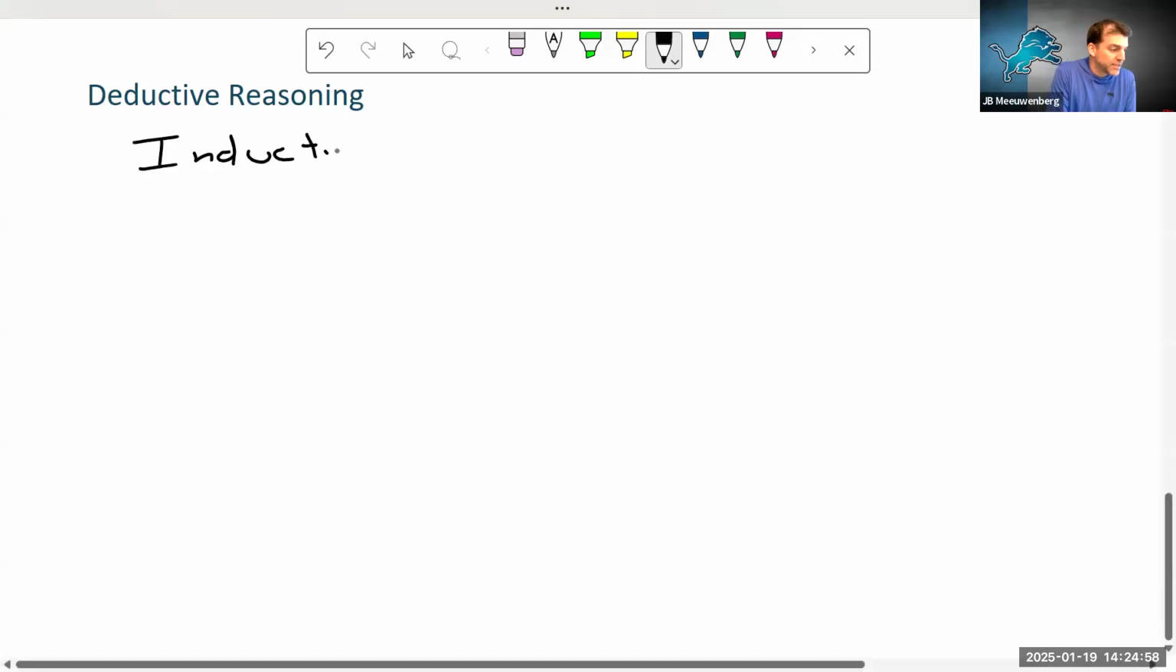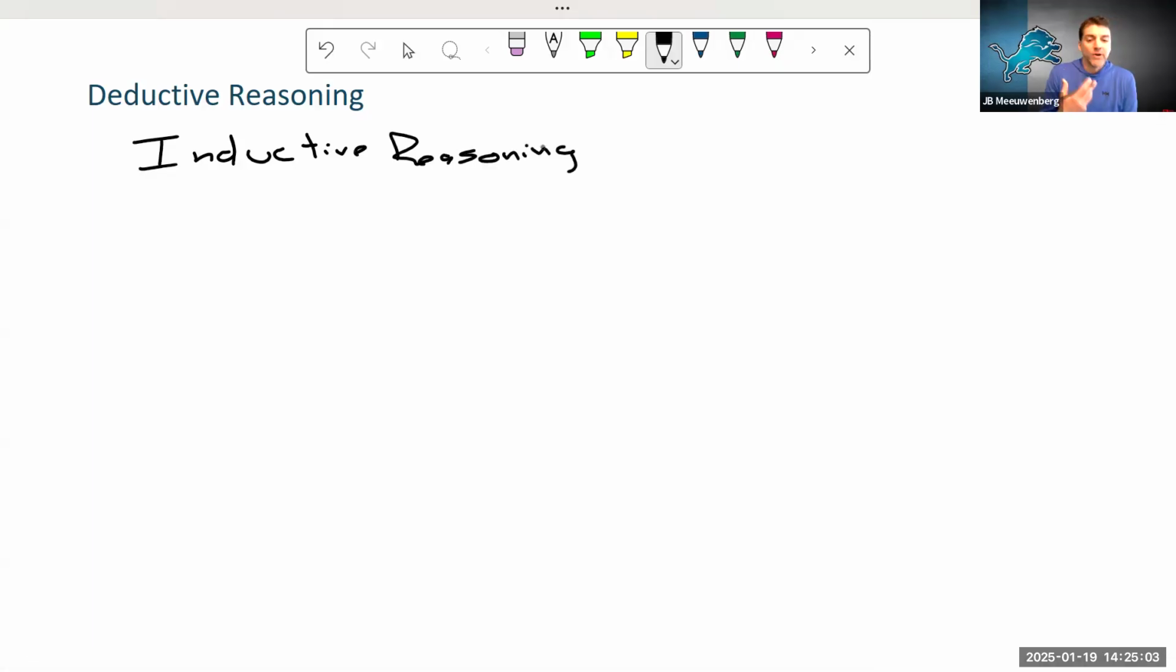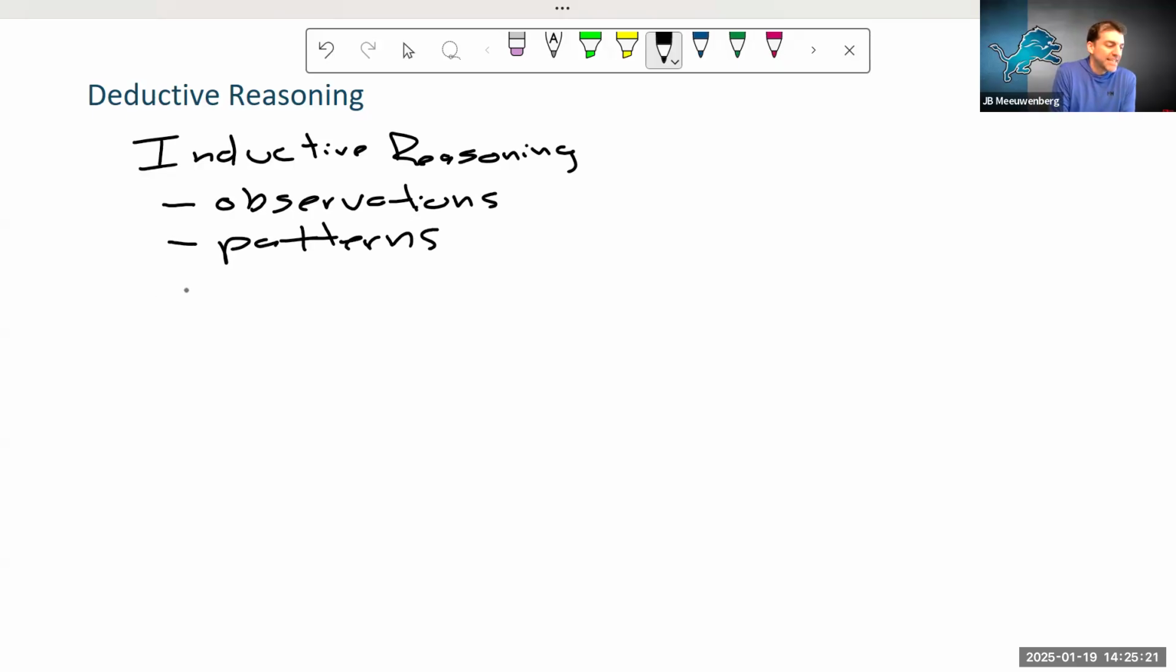Okay, inductive reasoning. So again, what is inductive reasoning? Basically, you are drawing conclusions based on observations or perhaps patterns that you notice. But the thing about inductive reasoning is that the results that you come up with are not certain. It's sort of like an educated guess, right? It's an educated guess based on some sort of pattern.